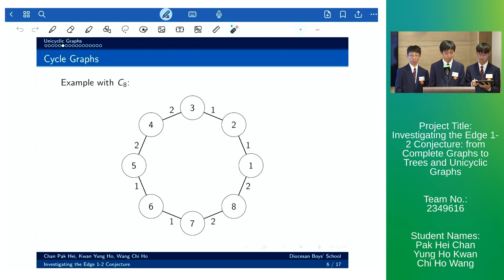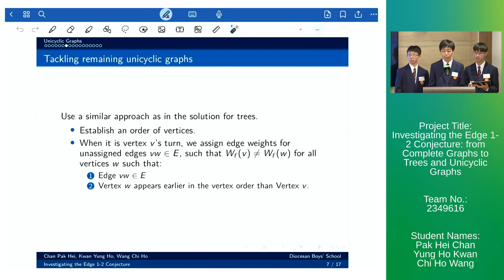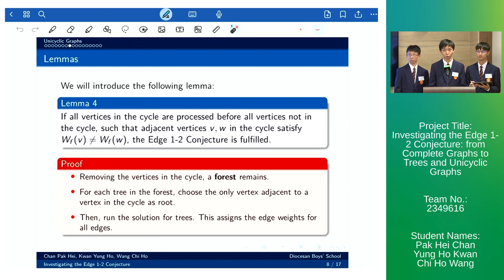For remaining unicyclic graphs, we will use ideas from the tree's solution. Firstly, establish a vertex ordering. Then when it is vertex v's turn, assign edge weights for unassigned edges such that the sum of edge weights incident to v is different from that of w, where w appears earlier in the vertex order than vertex v. Let's look at lemma 4. If all vertices in the cycle are processed first validly before other vertices, we can process the other vertices validly too. To prove this, we can imagine removing all vertices in the cycle. This leaves a forest. For each tree in the forest, choose the only vertex adjacent to a cycle vertex as root. Then, run the solution for trees.